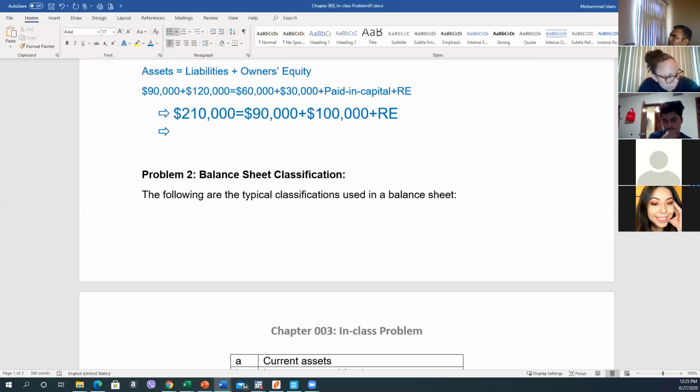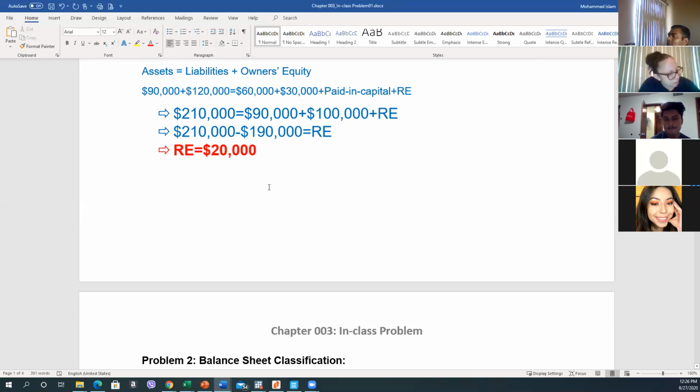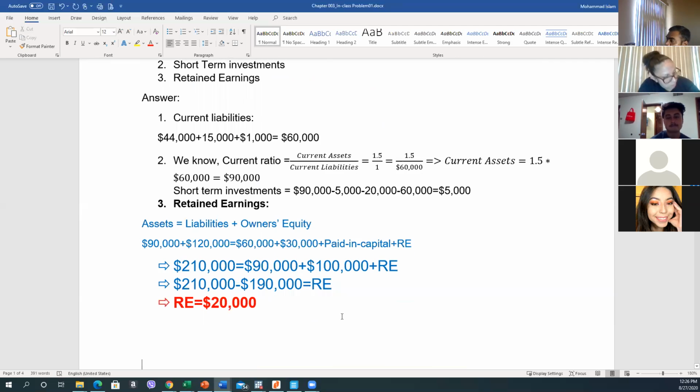So now 210,000 minus 190 is equal to retained earnings. So retained earnings is equal to how much? 20,000. Okay, you got it. This is our retained earnings. You got it? Any question or confusion on this?